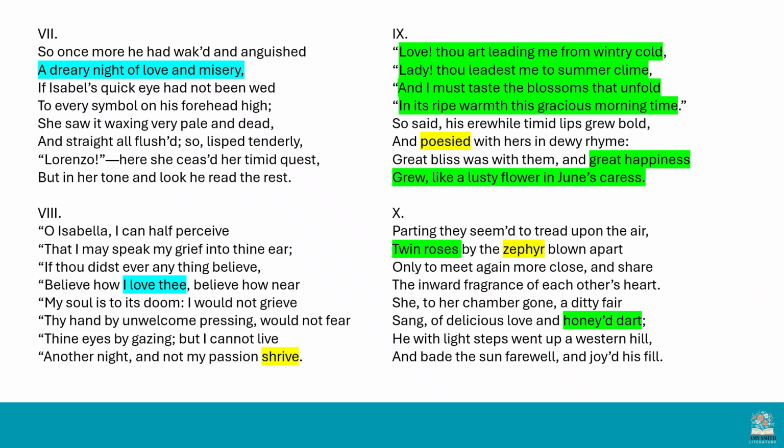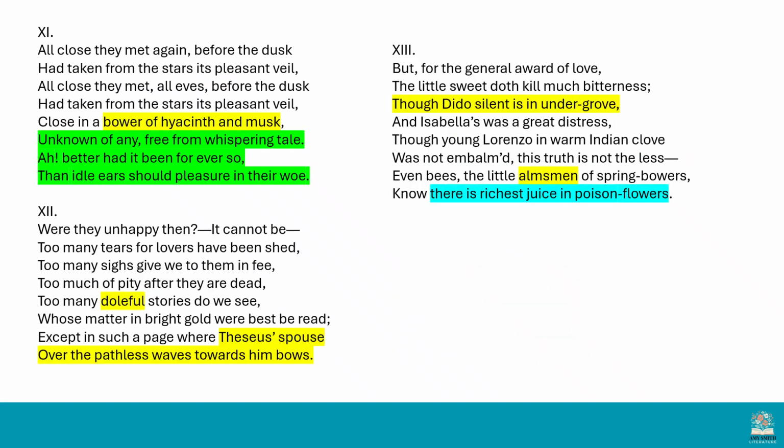"He with light steps went up a western hill, and bade the sun farewell, enjoyed his fill. All close they met again before the dusk had taken from the stars its pleasant veil. Close in a bower of hyacinth and musk." A bower, or I'll say it in my English accent, bower, is a kind of shady place full of plants, and on this occasion those plants, those flowers, are hyacinth and musk. Beautiful smells, beautiful setting, totally separate from nature and society and social expectations, all of those things which are going to come crashing down when the brothers get involved.